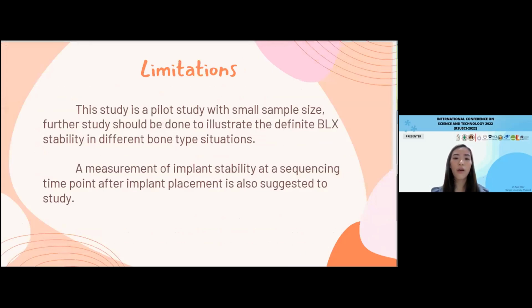For the limitation of our study, this is a pilot study with a small sample size. So further study should be done to illustrate the definite BLX stability in different bone type situations. A measurement of implant stability at sequential time points after implant placement is also suggested.